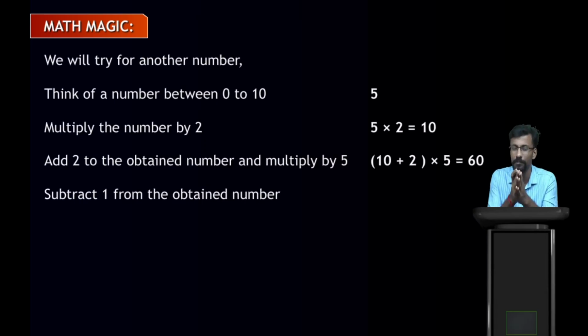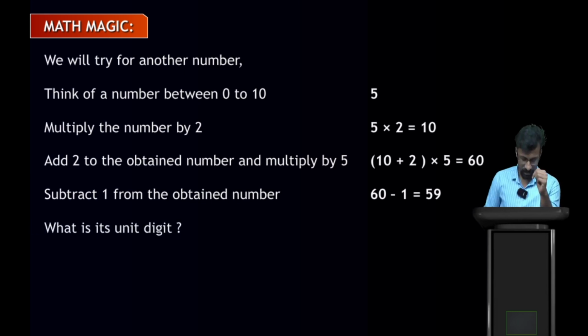So 60 minus 1 equals what? What is the result when we subtract 1 from 60? All of you know, it will be 59. Yes. So 60 minus 1 equals 59. And then what's our last step? Anybody remember? Yes, very good. Our last step is to mention its unit digit.